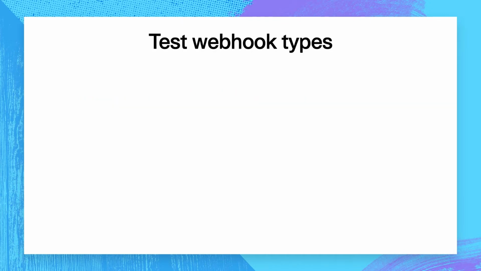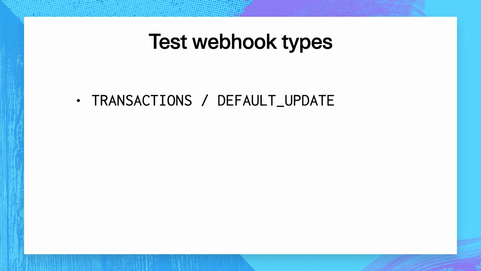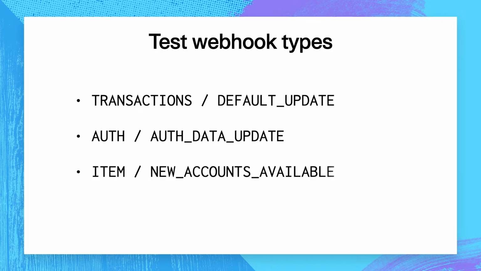Now, our sandbox fire webhook endpoint supports 3 test webhooks. Transactions/default update is used when there's new transaction information available. This was a very commonly used webhook, but now that the new transaction sync API is out, and that's a topic for another video, you might not be using this one as much in the future. Auth/auth data update is kind of a weird edge-casey webhook that I don't know if you're ever going to need, but item/new accounts available is pretty useful.